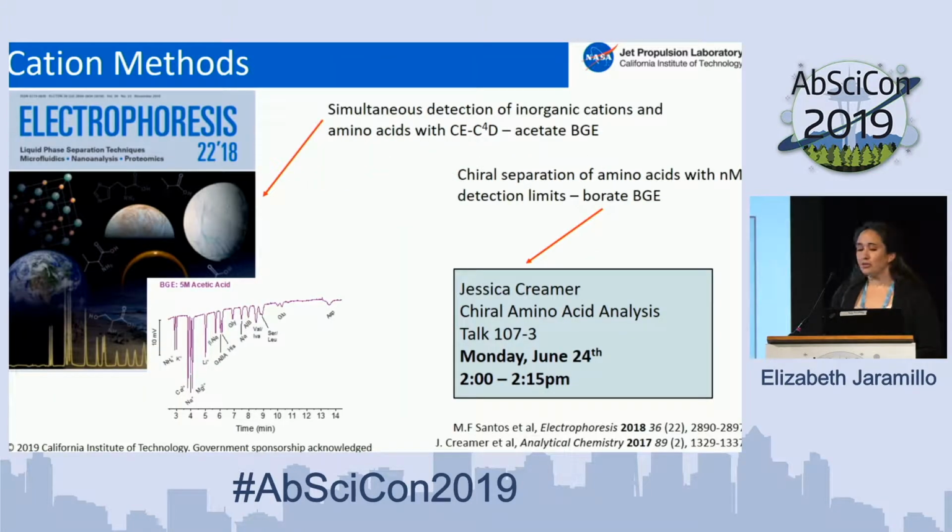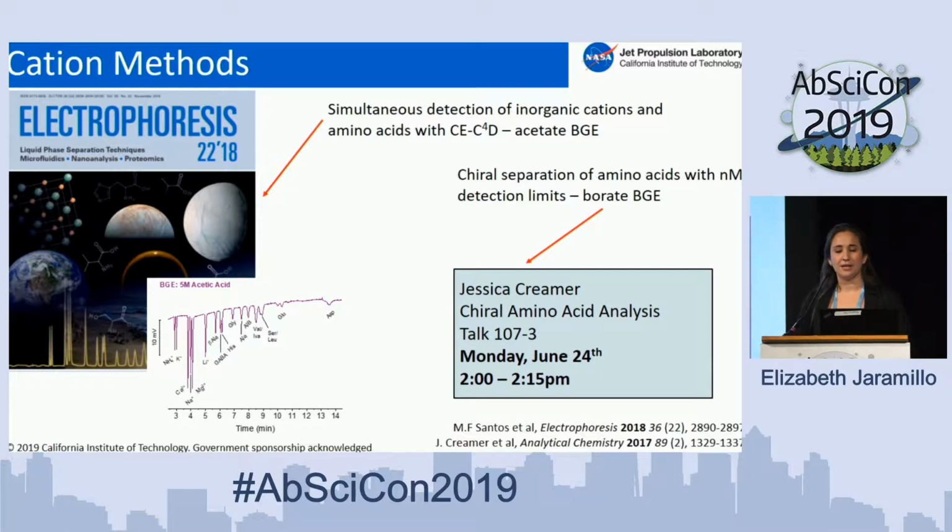So if you noticed, when I talked about the targets that I was interested in, I talked mostly about anions. The reason for that is that I have a lot of lab mates who have done a lot of work on the cation side of this. Here we have a paper that was published last year by a fellow postdoc, Mauro Ferreira Santos, and I encourage you, if you're interested, to look up that paper. What he did was he used the same CE-C4D technology in order to separate inorganic cations and amino acids simultaneously. And the background electrolyte he used for that was acetic acid.